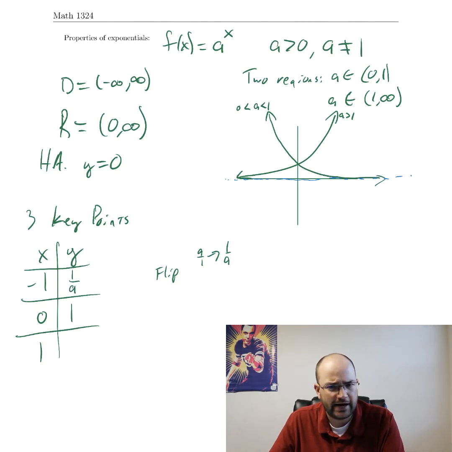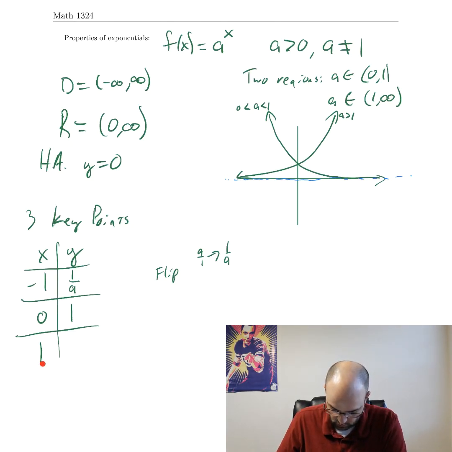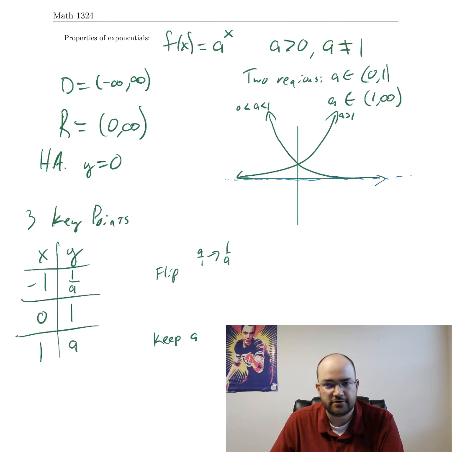Now, if you have a fraction like 2/3, flipping it means the bottom goes to top, top goes to bottom, making that 3/2. So just be careful with that. The 1 means you keep the base. And so it's just a there. And there you go. You have 3 key points: -1, 1 over a; 0, 1; 1, a.